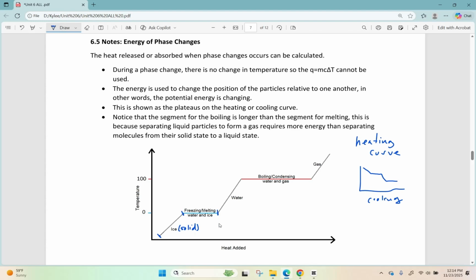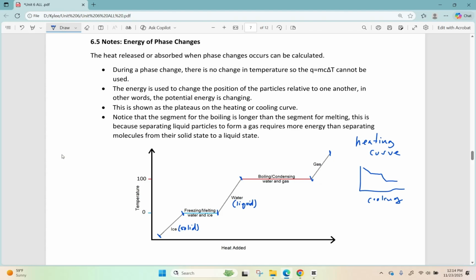Where we see the flat line is where the actual phase transition is happening. Then we have our liquid phase. Again, because this is water, they wrote water, but if this was any other substance, that would be liquid phase. And then we have another flat line. That's where our transition comes between the water and the gas, or transitioning between liquid and gas. And then the final section is we're completely in the gas phase and that gas is just heating up.